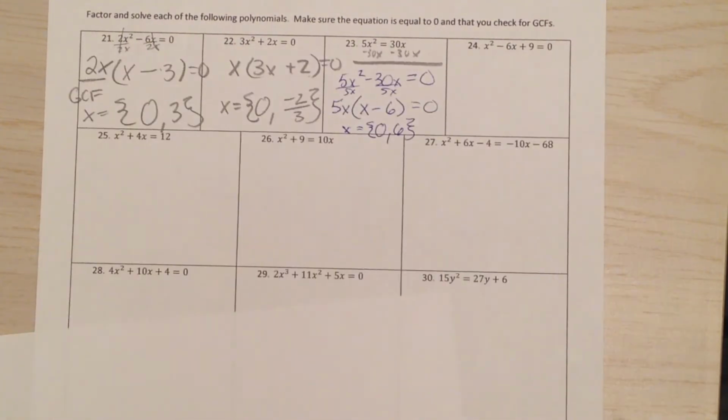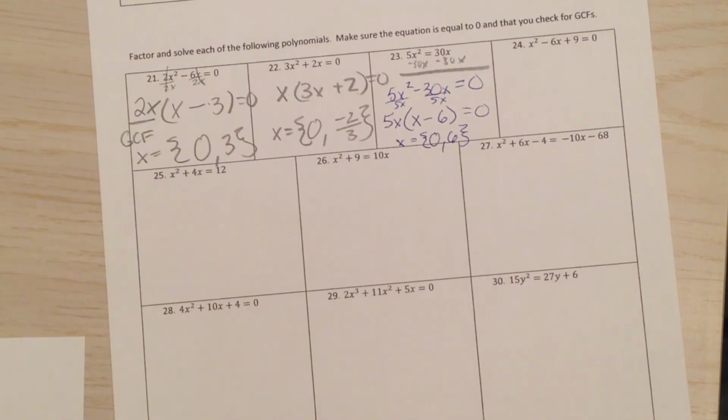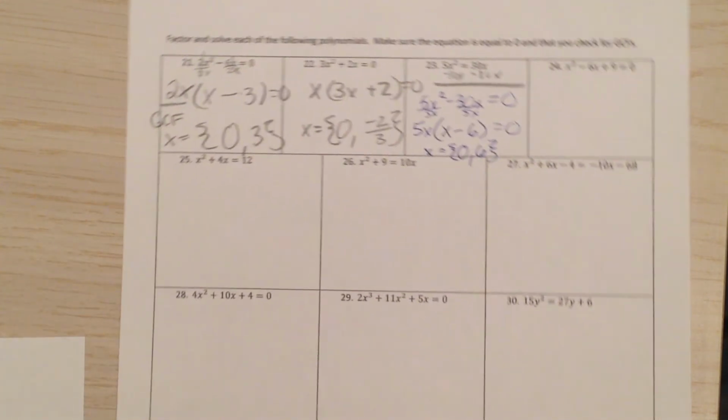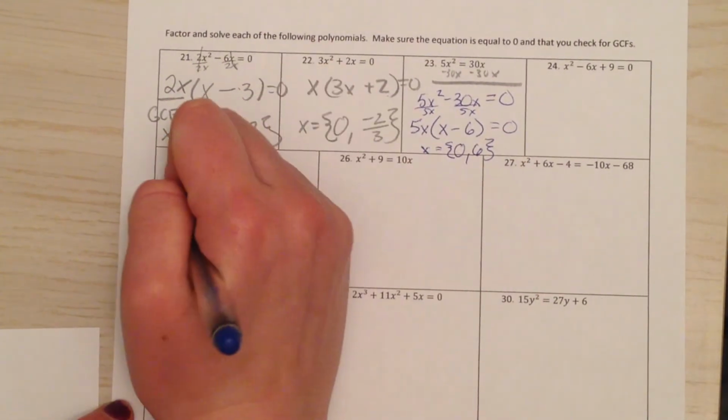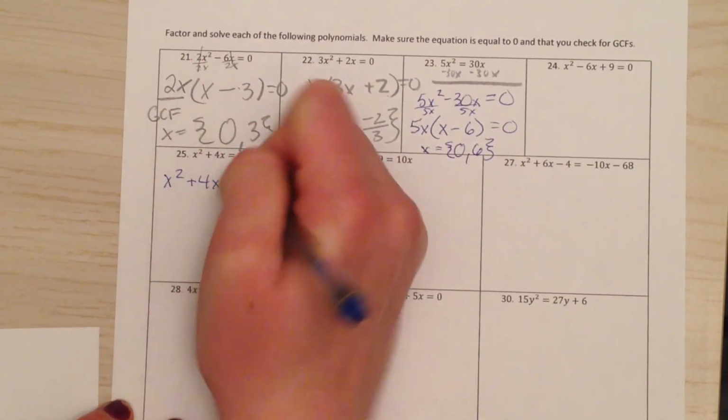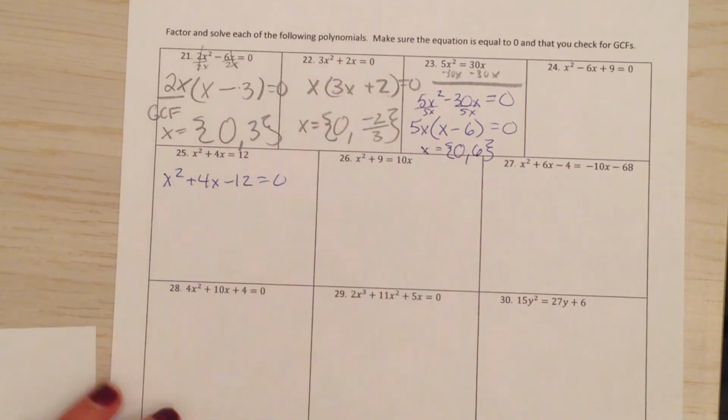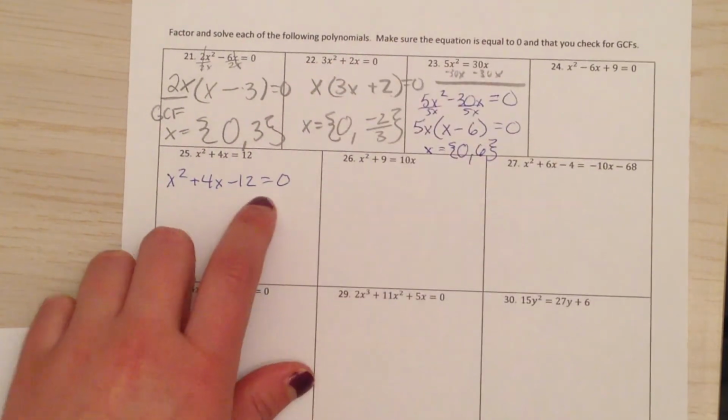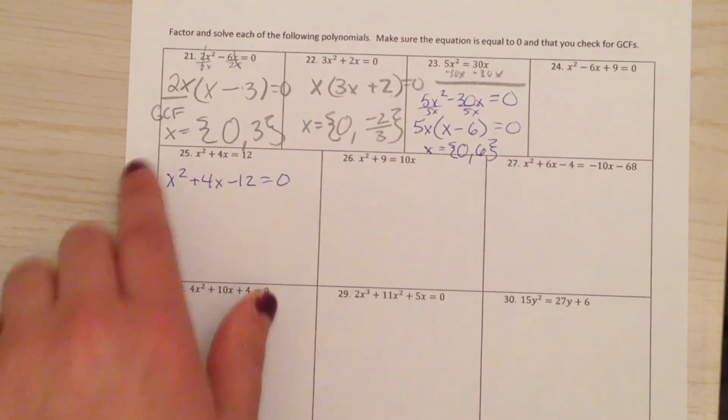Now let's move on to number 25. Before I start solving that one, it is not solved for 0 yet. So subtract your 12 to the other side so that it cancels from that one. And notice I just tack it onto the end because I didn't have any other numbers to put that onto.